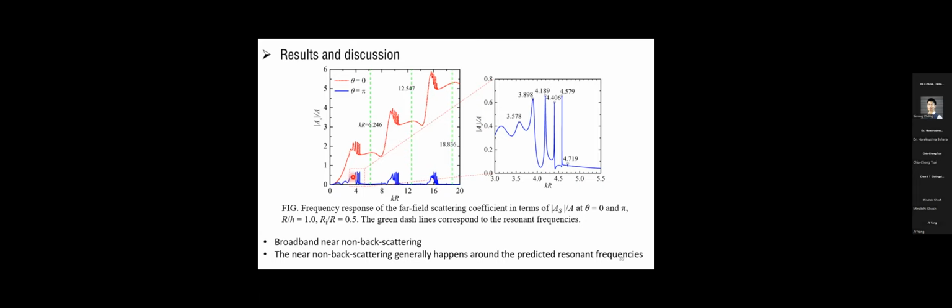So you can see the blue solid curve. The near non-back scattering generally happens around the predicted resonant frequencies. So this part, you can see in this field there is almost no backward scattering.